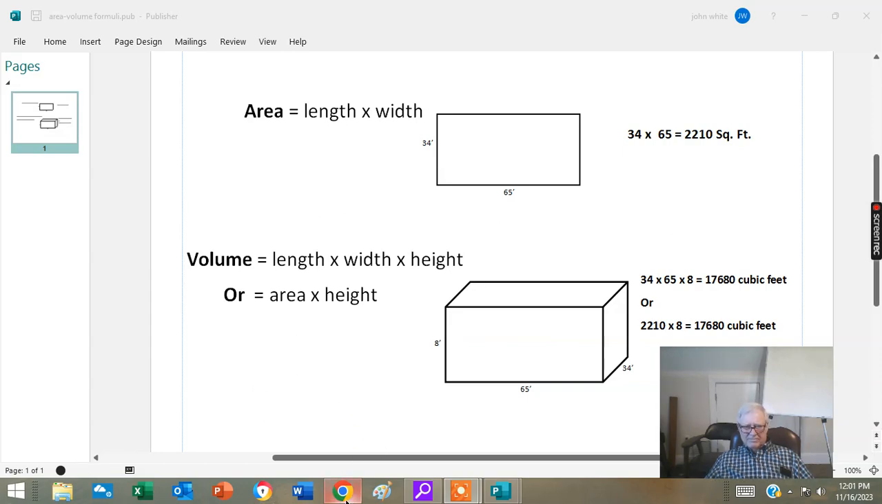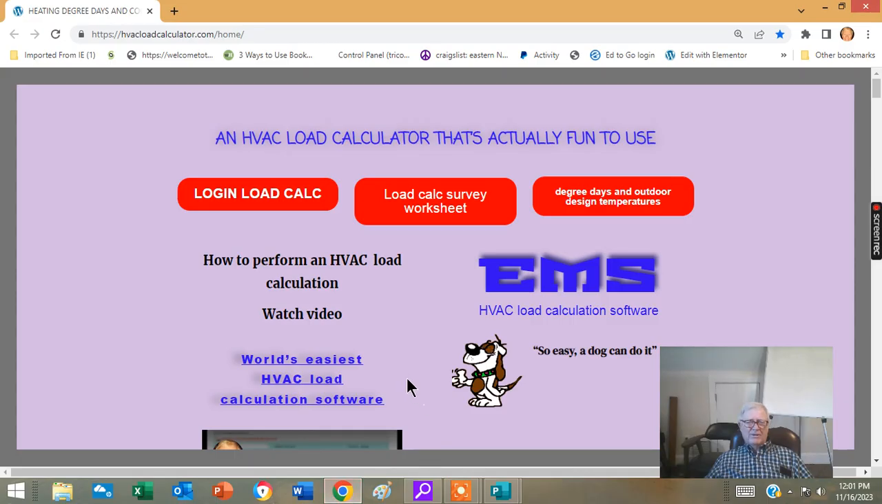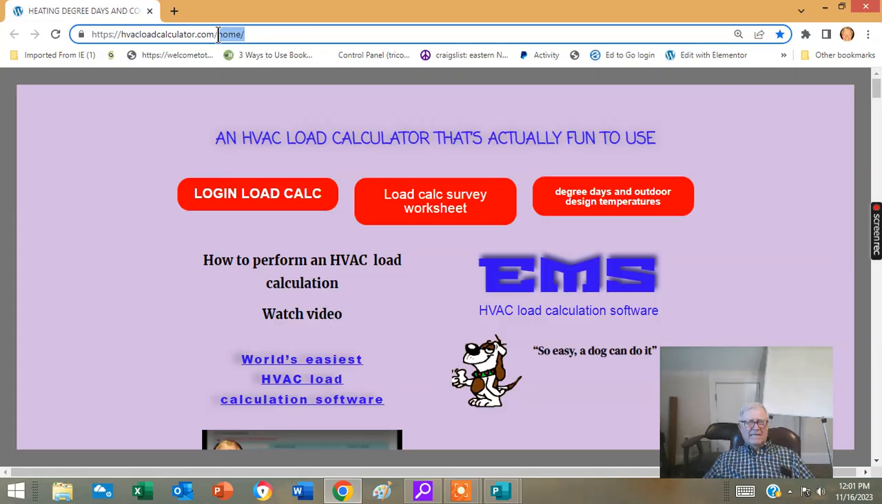Let's see if we can find it. Okay, so here's my site: hvacloadcalculator.com/home. And be sure to put the home in there, because if you don't put the home in there, you'll come to a different site.